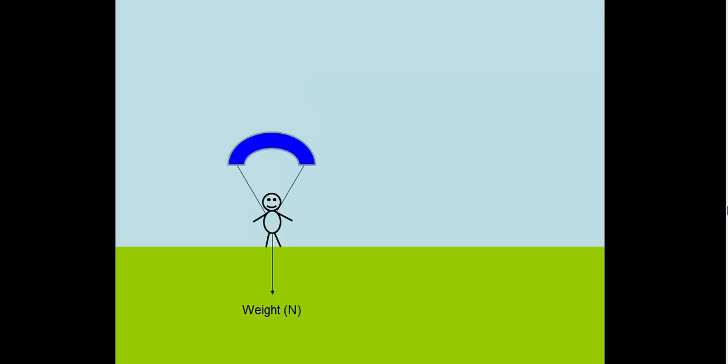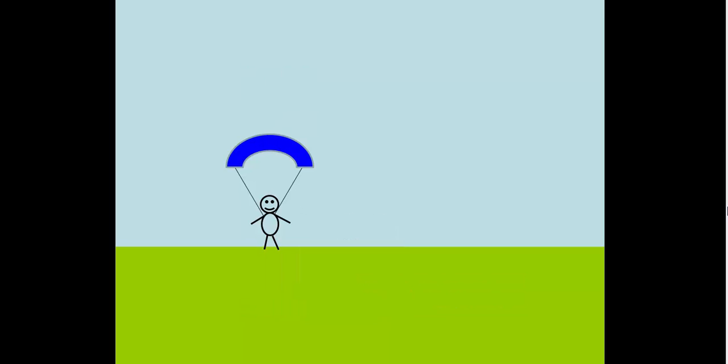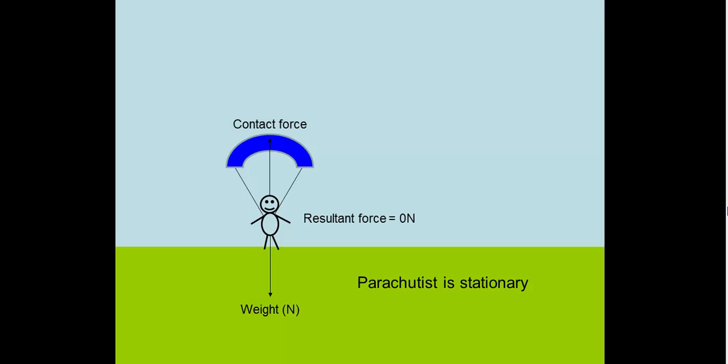When they hit the ground, the weight doesn't change, but there's now a large upwards contact force, causing them to have an upwards resultant force, and they decelerate very rapidly. But then moments later, the weight is equalled by the contact force, they have no resultant force, and they're stationary on the ground.